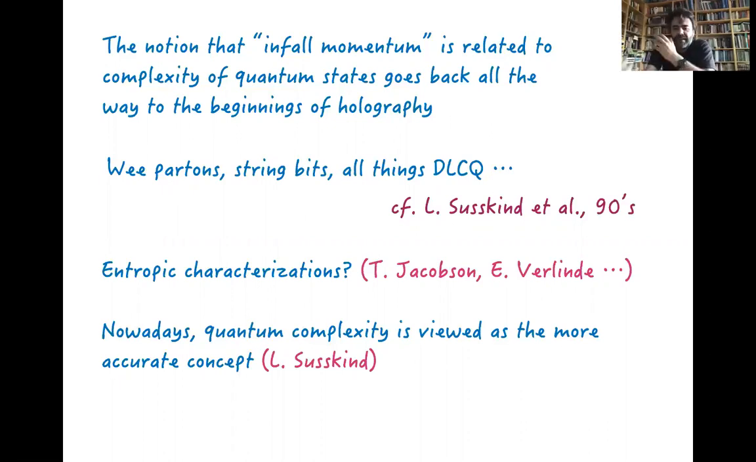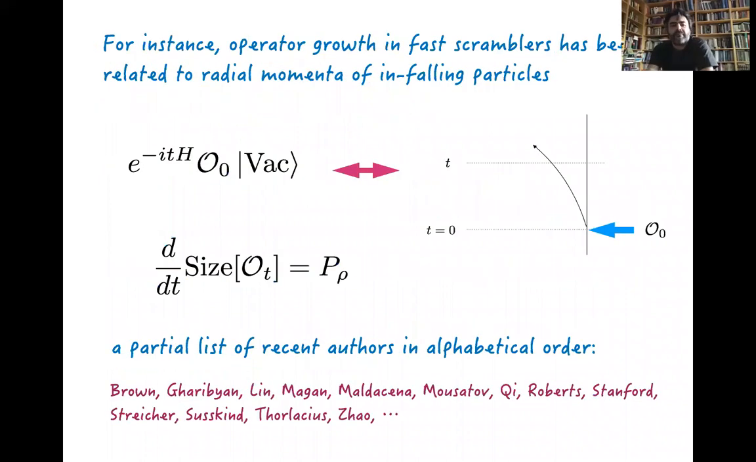Okay? So for example, recently we have seen quite a lot of work in concrete models of fast scramblers in which you relate operator growth to radial momenta of infalling particles in purported dual descriptions in the bulk. The relation between the operator and the particle is that the operator is supposed to create the particle on the boundary and the particle goes in.